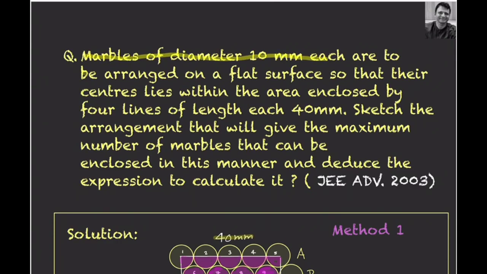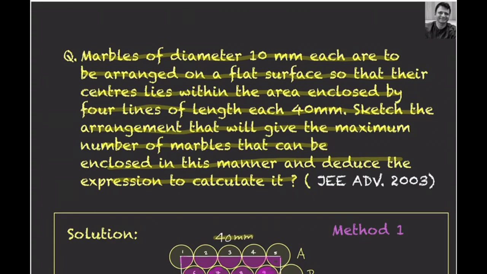Marbles of diameter 10 mm each are to be arranged on a flat surface so that their centers lie within the area enclosed by 4 lines of length 40 mm. Sketch the arrangement that will give the maximum number of marbles that can be enclosed in this manner and deduce the expression to calculate it.